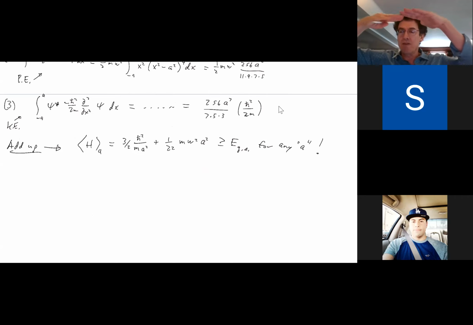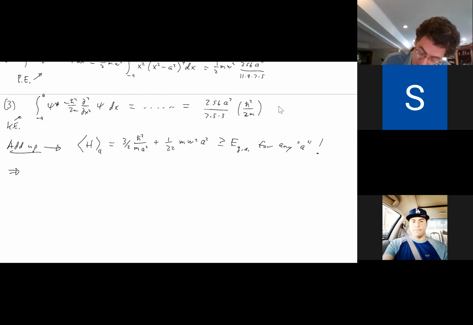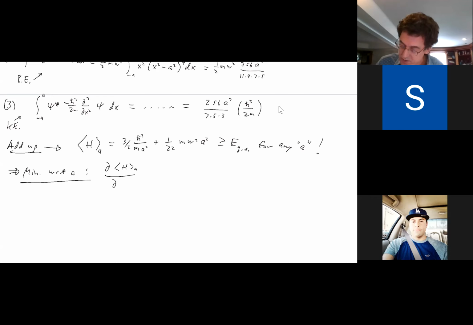So let's bring the upper bound all the way down as far as we can go. So then let's minimize with respect to A. And the way we do that is let's take the derivative of the expectation value of H, and just to be clever, let's do it with respect to a squared instead of a. It's just a little mathematical trick. It makes the math easier. And when you take that derivative, it's going to be negative 3/2 h bar squared over m a to the 4, plus 1/2 m omega squared.